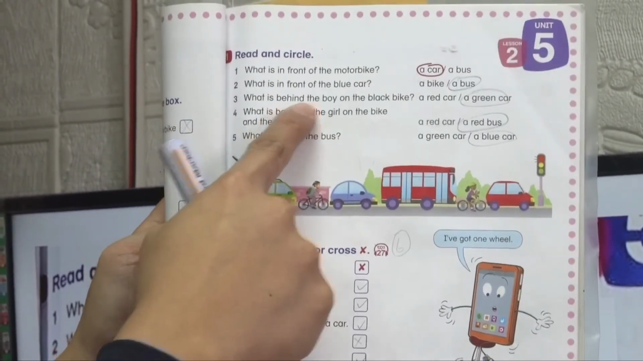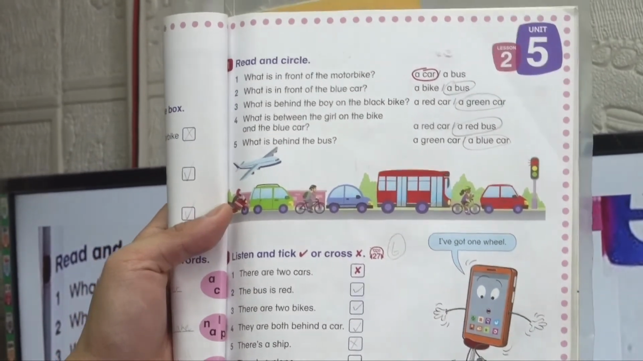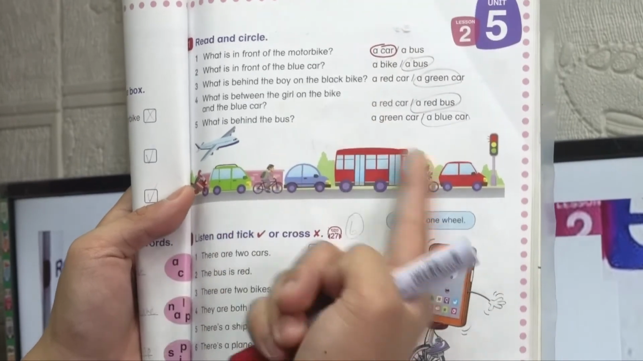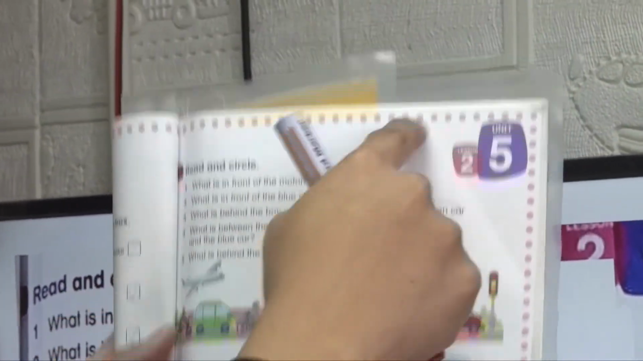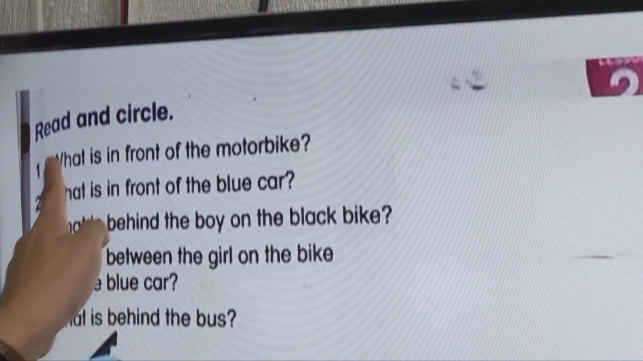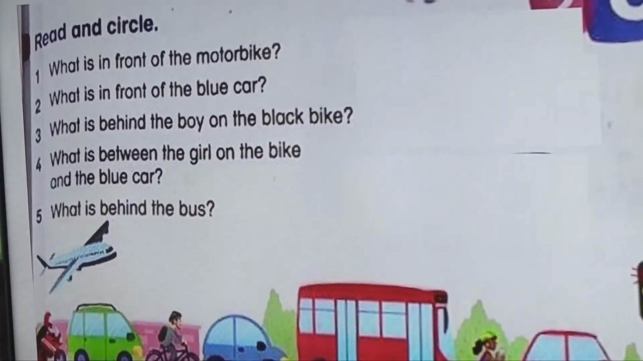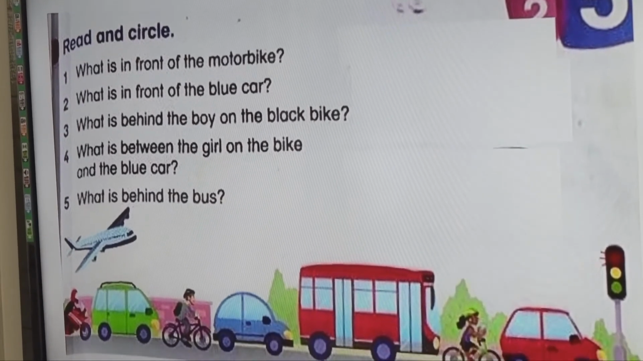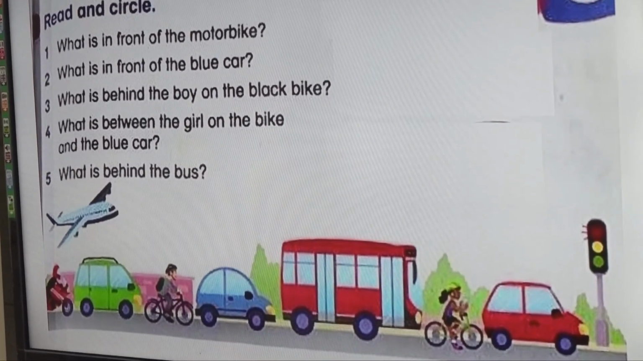So let's go up. Read and circle. Circle the answers on the right hand side. We have to read the question and circle the correct answers here. Now I erase the answers, right? So we can do it together. But you can look at your book for the answers. You can read the answers there.